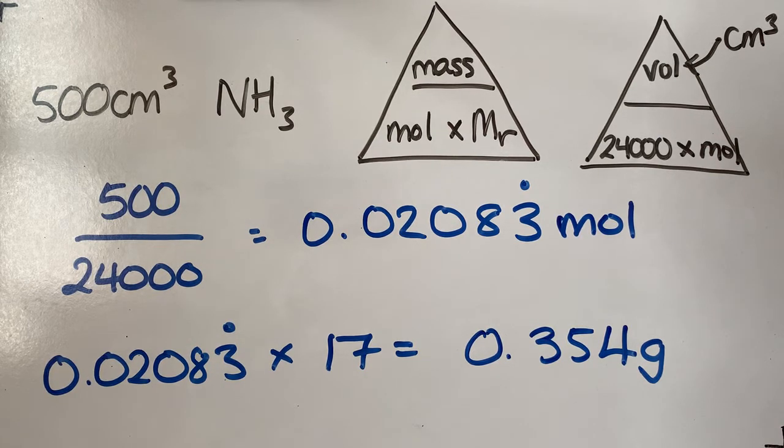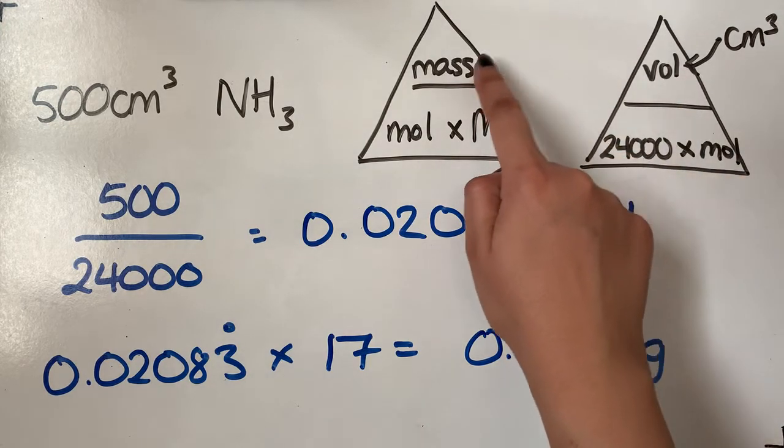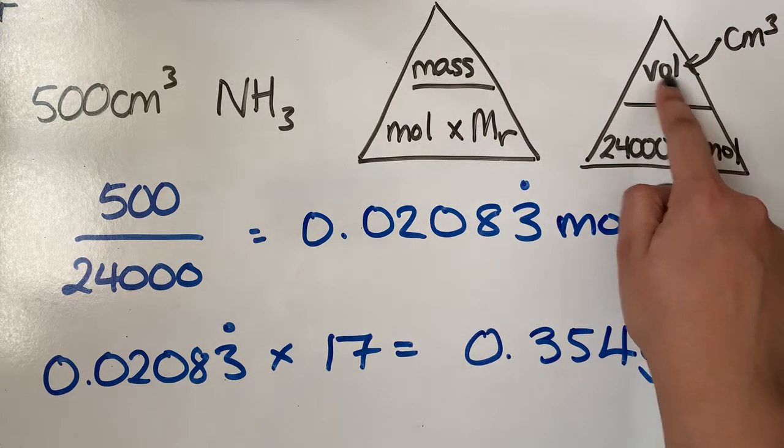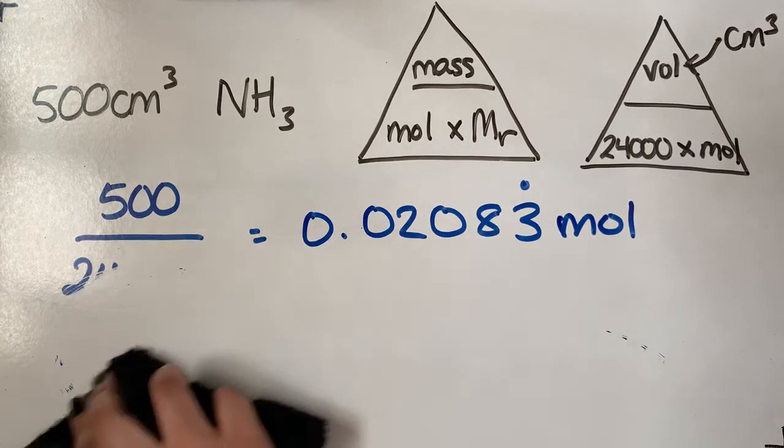If we now move to exercise 11, it's asking us to calculate the volume in centimeters cubed of the mass of the gas stated. So before they gave us the volume and we were working out the mass, now they're giving us the mass, and we're going to work out the volume. So it's the same thing, we're going to work out moles first, then plug it into that other equation.